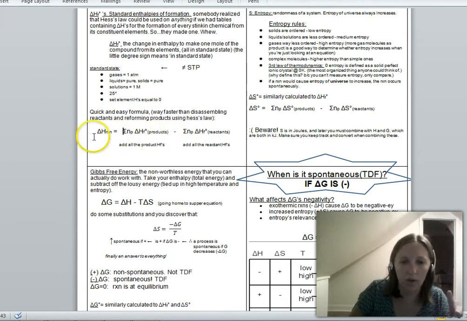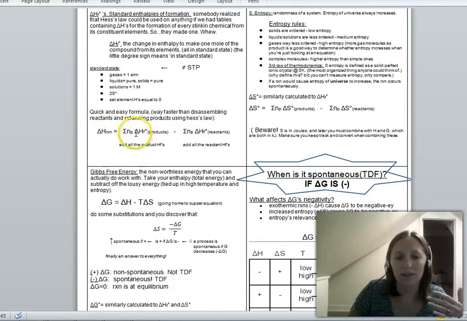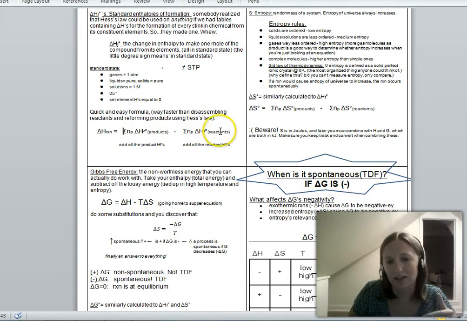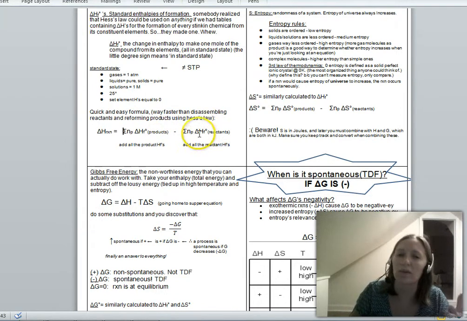So let me talk about what the pieces are in this formula. What it says is the enthalpy change for a reaction is equal to basically all of the enthalpy changes for your products, which is your end, minus your enthalpies for your reactants, which is your start. So this is what I was talking about, the end minus start thing.